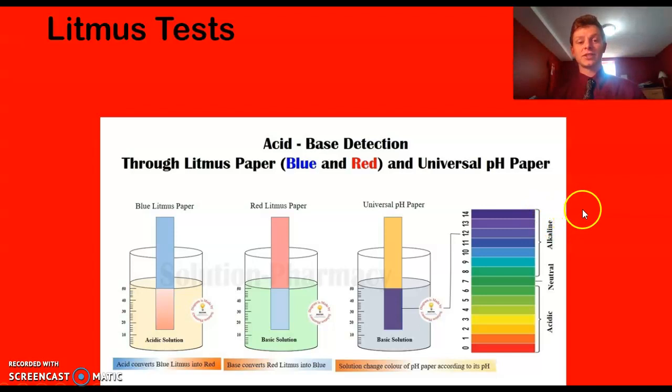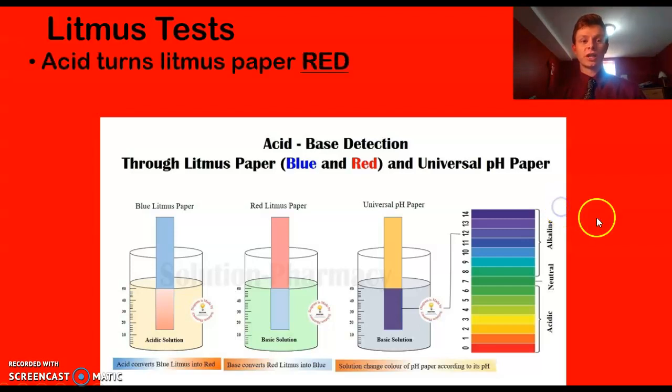Okay, litmus tests. We talked briefly about this in the activity that you guys did while I was still there. I wasn't teaching, but you discussed that acid turns litmus paper red. So as you can see, this is kind of what a universal litmus paper would look like, and the colors that you would come up with going from acidic to neutral to alkaline. So your red to your blue.